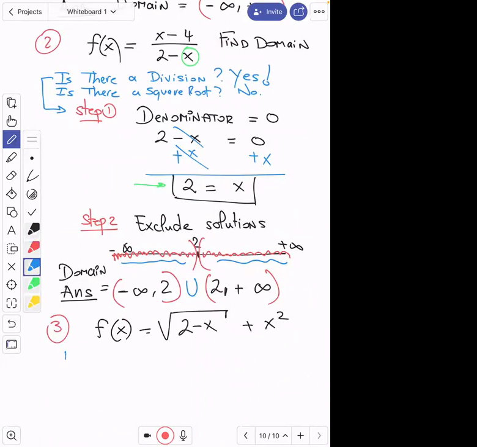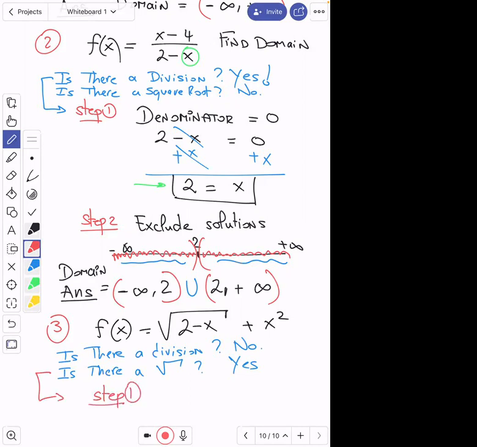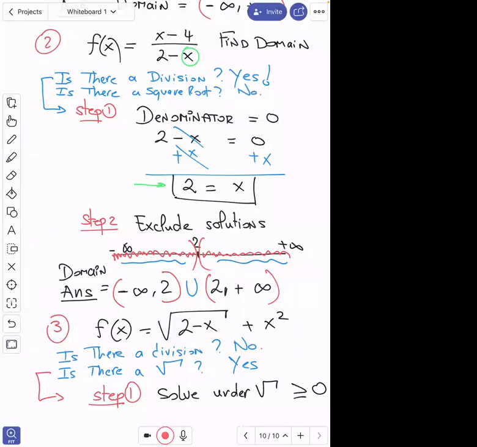same questions, same thing. Is there a division? The answer is no. That's good news. So if there's no division, we don't have to solve a denominator equal to 0 or anything. Now, the second question, of course, is there a square root? And the answer is yes. So because there is a square root, then we need to, as a first step, solve what's under the square root larger or equal to 0, right?